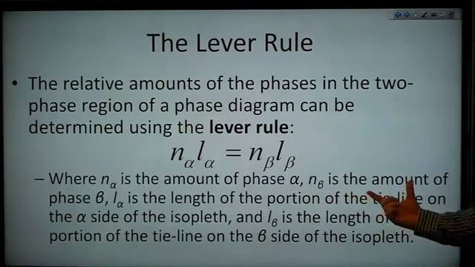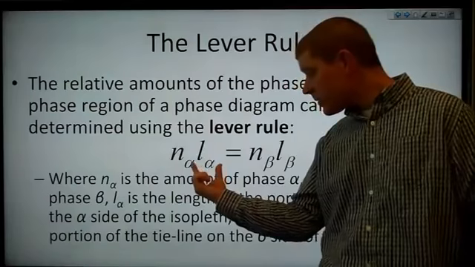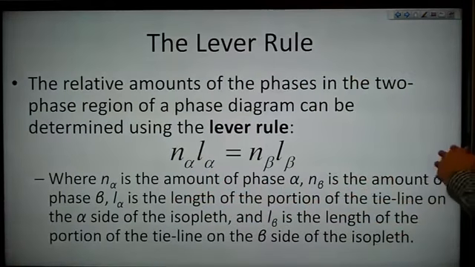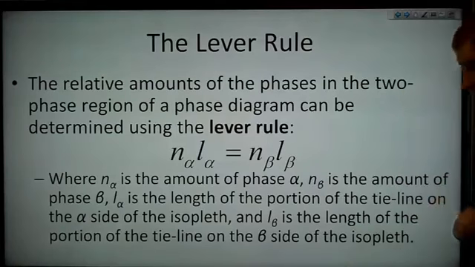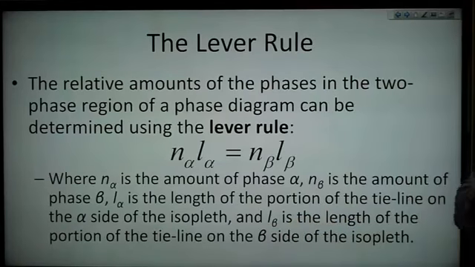Then Lα, this value here, is the length of the portion of the tie line on the alpha side of the isopleth, and Lβ is the length of the portion of the tie line on the beta side of the isopleth. So let's look at what exactly we mean here.